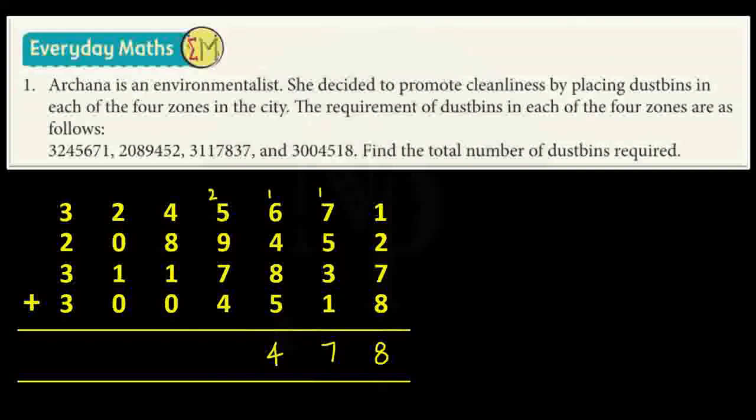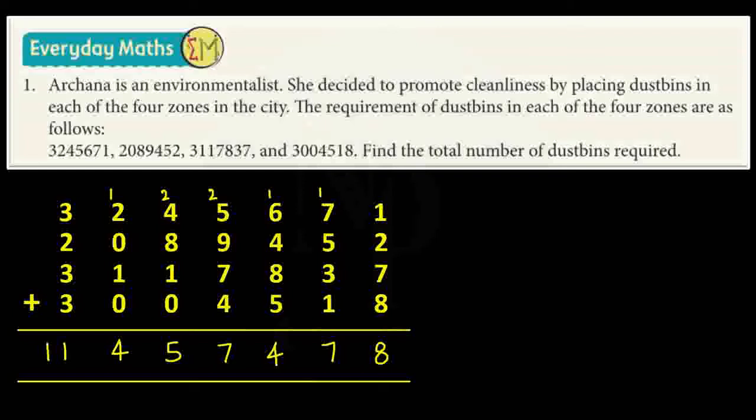2 plus 5 is 7, 7 plus 9 is 16, 16 plus 7 is 23, 23 plus 4 is 27, 7 is written here, 2 is carried forward. 2 plus 4 is 6, 6 plus 8 is 14, 14 plus 1 is 15, 5 is written here, 1 is carried forward. 1 plus 2 is 3, 3 plus 0 is 3, 3 plus 1 is 4, 4 plus 0 is 4. 3 plus 2 is 5, 5 plus 3 is 8, 8 plus 3 is 11.